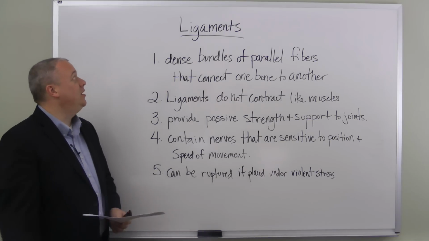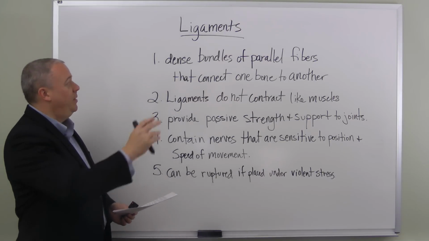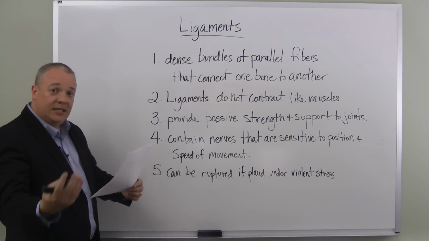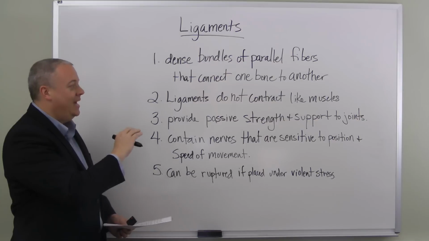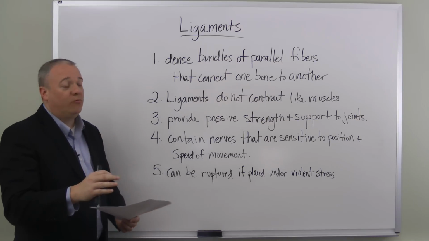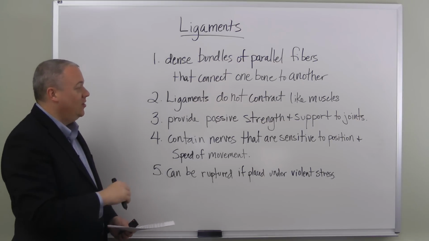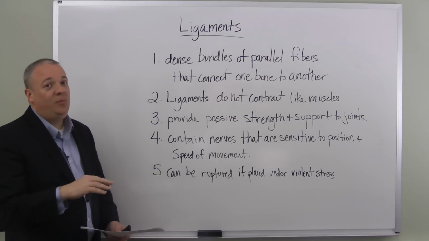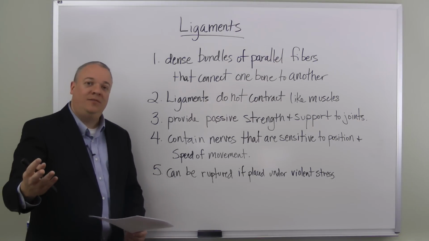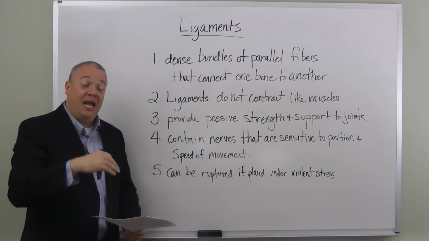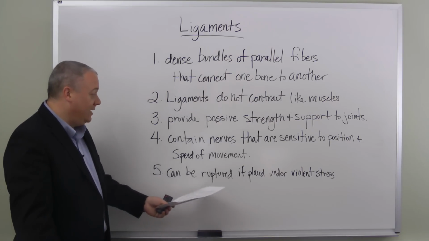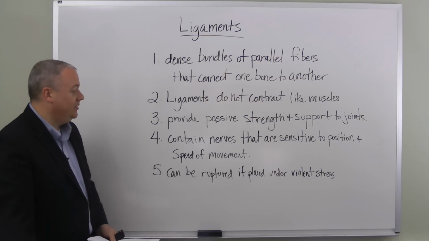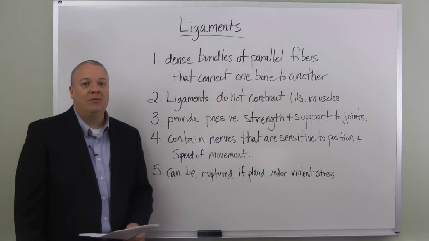So that's just been a basic overview of ligaments, these dense bundles of parallel fibers in the joints connecting one bone to another. They don't contract like muscles. It is a passive strengthening and supporting role in the body. They do contain nerves that are sensitive to position and speed of movement, both providing positive feedback for us and also negative feedback in the form of pain to prevent us from truly harming ourselves. And if enough stress is placed on ligaments, they can indeed be ruptured.